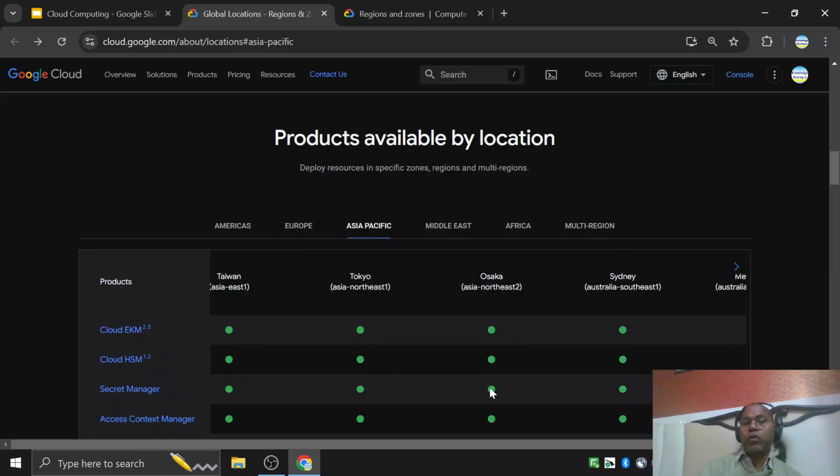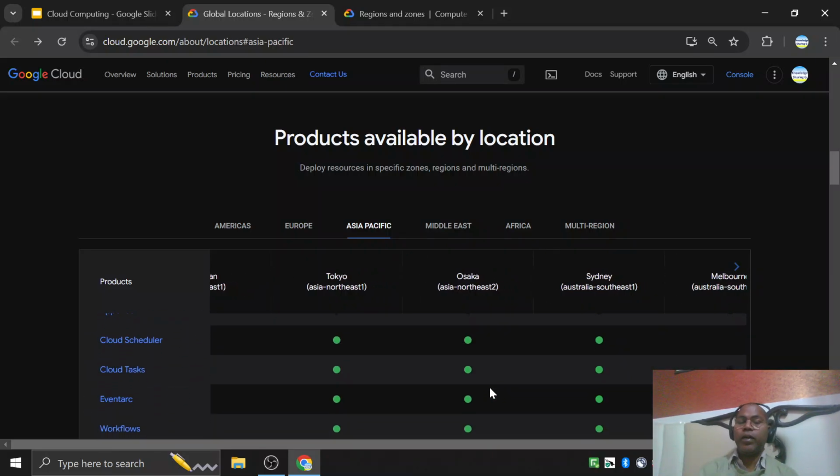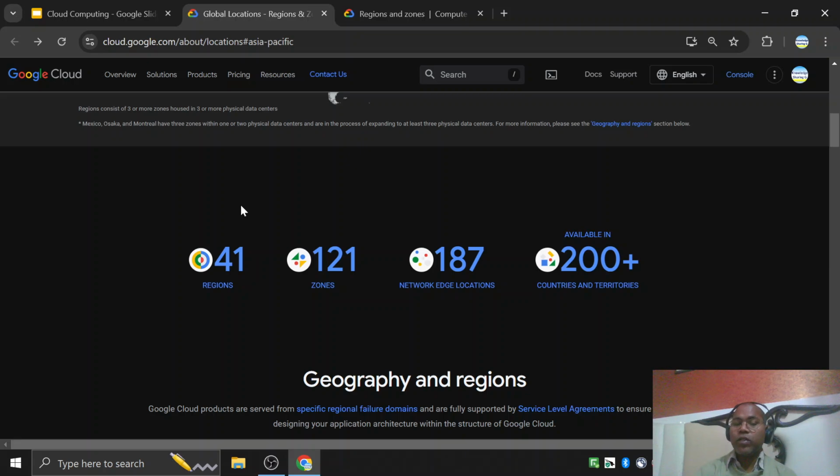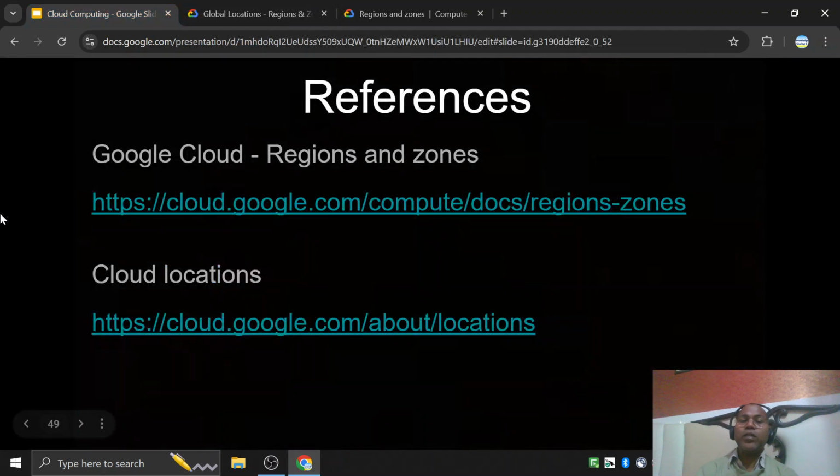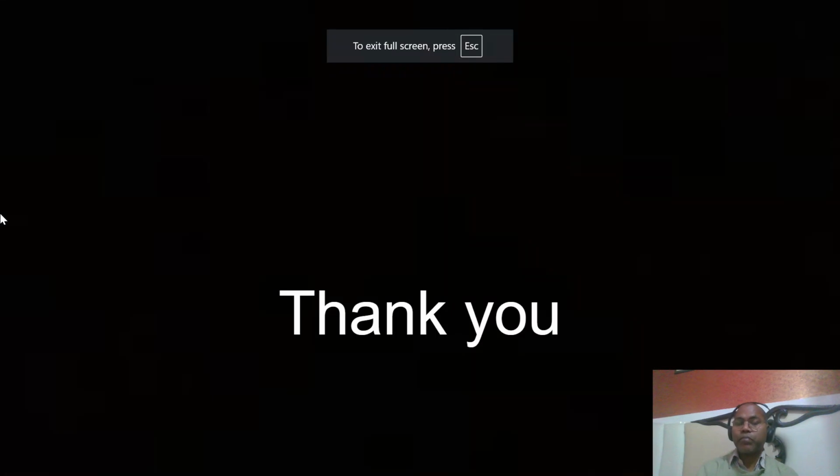This is the official documentation. You can check it out and understand the regions and zones concept. We should know that these are very big infrastructures nowadays. Google has 41 regions, 121 zones, 187 edge computing locations, and 200 plus countries and territories where Google Cloud services are available for us. These are some basic information about Google Cloud regions and zones.